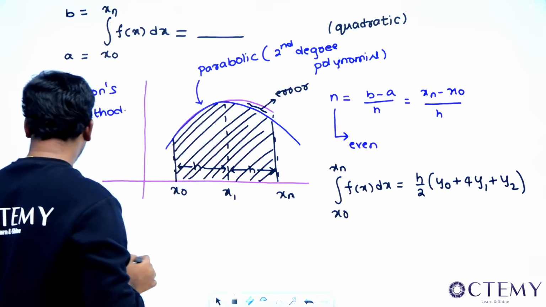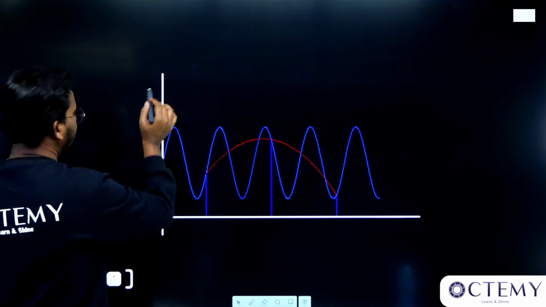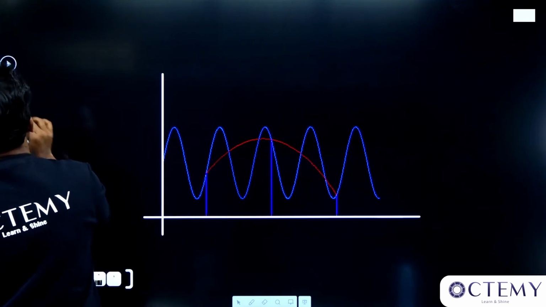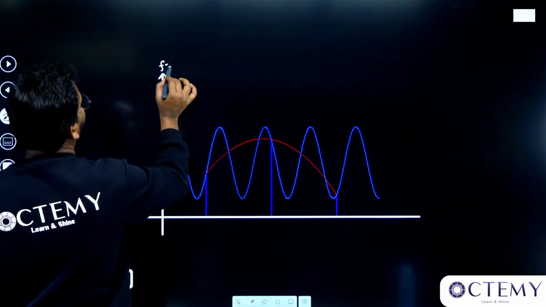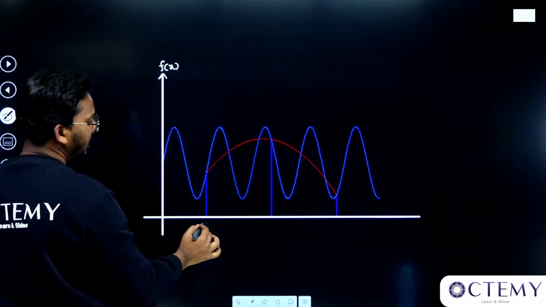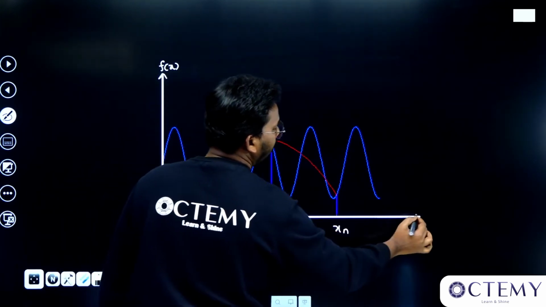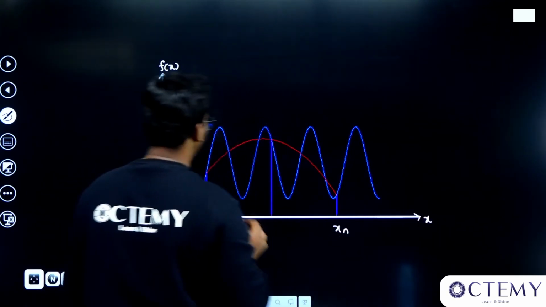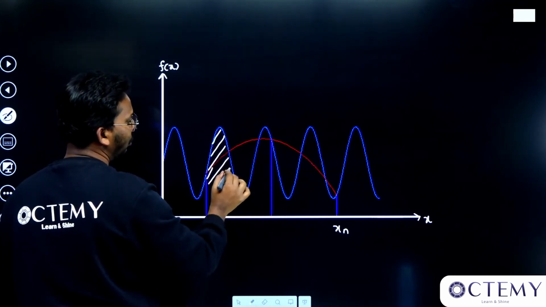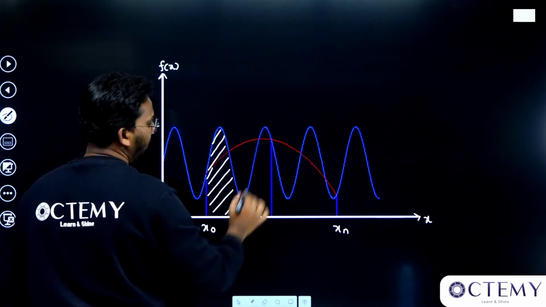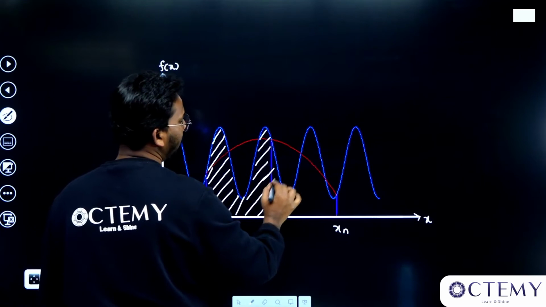So let me show you the same thing with a different diagram, sir. Assume this is your f of x, sir. Between the points, say, x0 and xn, we are trying to find this area, sir. This entire area we want to find. If we want to find this entire area, what do we do, sir? Whenever we are applying Simpson's method, what do we do?